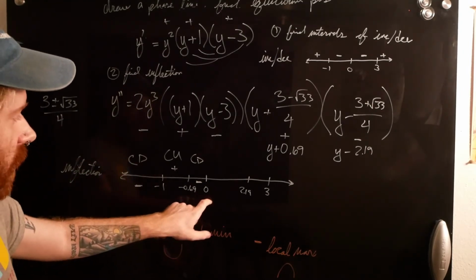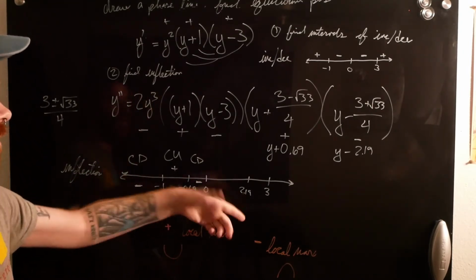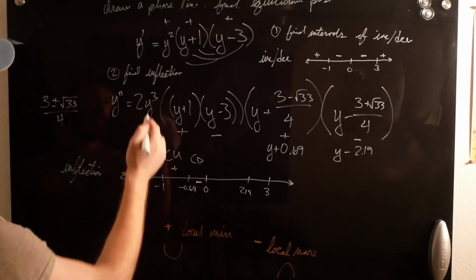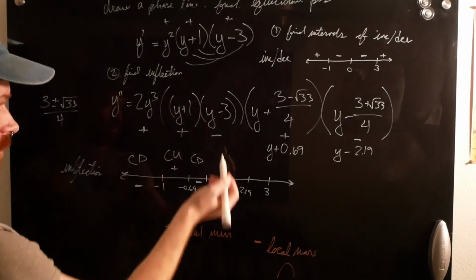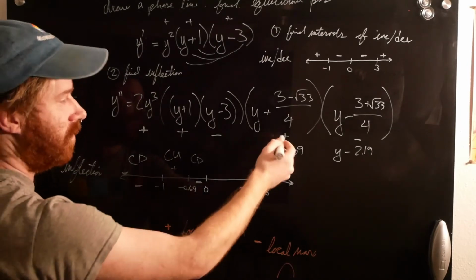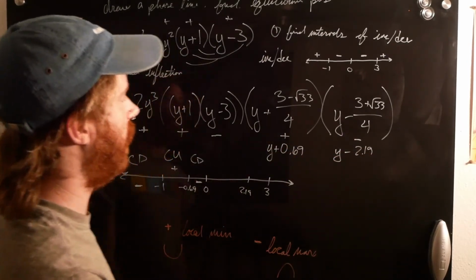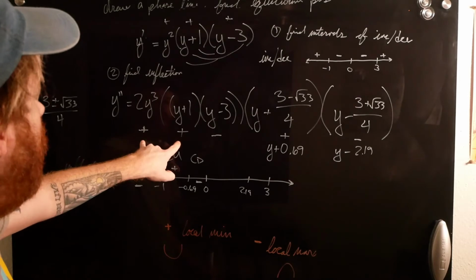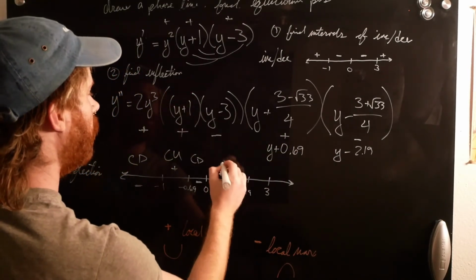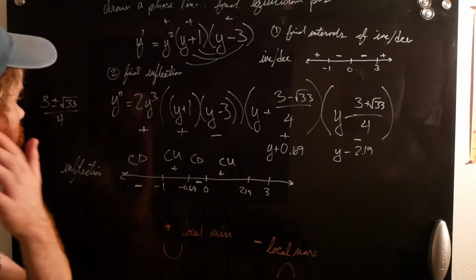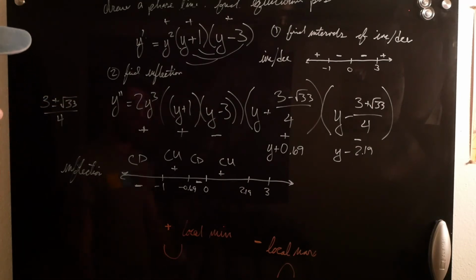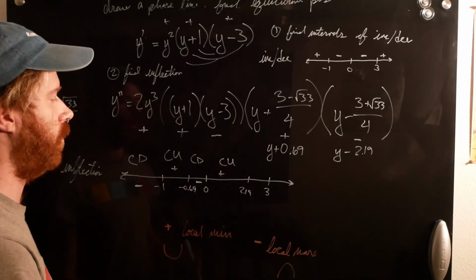So now a point between 0 and 2.19, so let's just pick 1, right? So 1, this is going to turn positive. This is going to be positive, still negative, right? 1 minus 3 is still negative. 1 plus 0.69 is going to be positive. 1 minus 2.19 is going to be negative. So now we have positive, positive, positive, and then two negatives, which also make a positive. So it's going to be positive, concave up on this interval from 0 to 2.19.